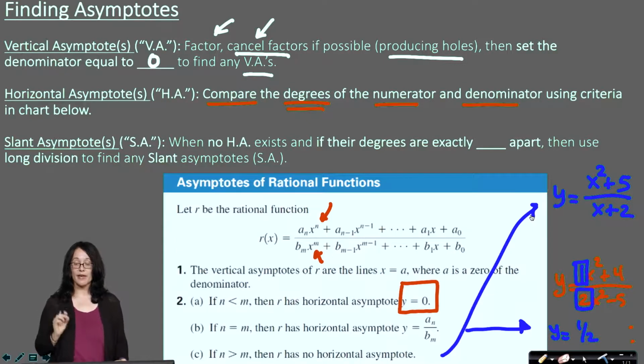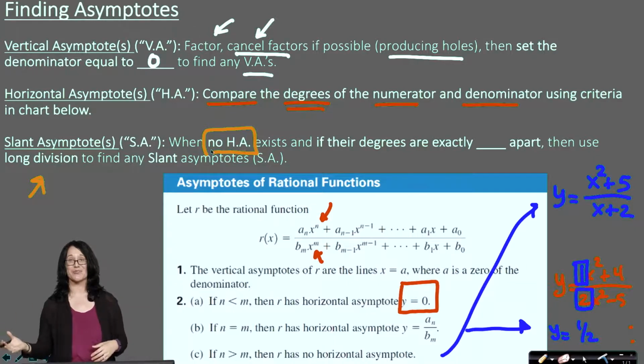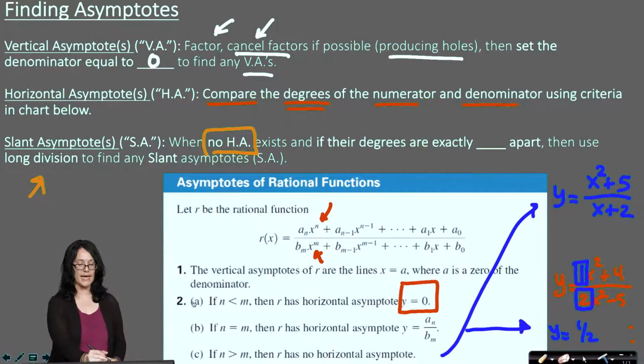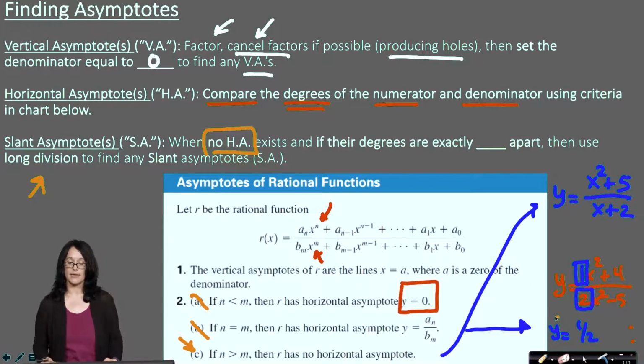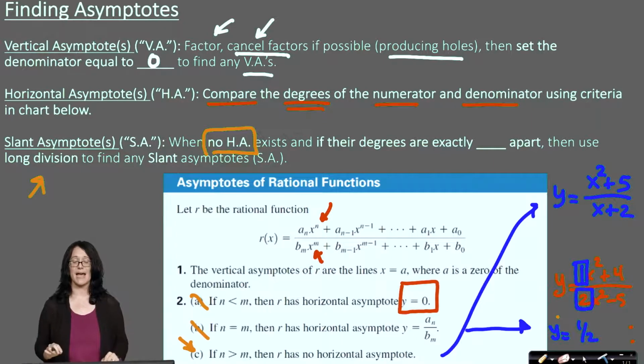But there is one thing to watch out for, and that would happen in this case as well. And that one thing is right here, this last blip here, slant or oblique asymptotes. Slant asymptotes exist only if there is no horizontal asymptote. So they are mutually exclusive. You either have a horizontal or a slant. You can have neither one of them, but you cannot have both at the same time. So once you've ruled out A and B, you got to check whether or not you have C here, which is the case where, okay, I have no horizontal asymptote, but do I have a slant?